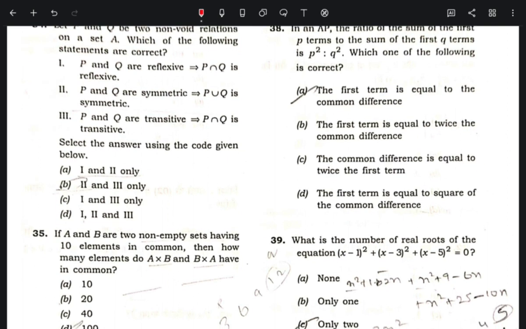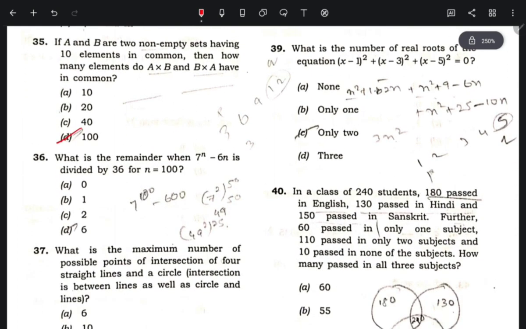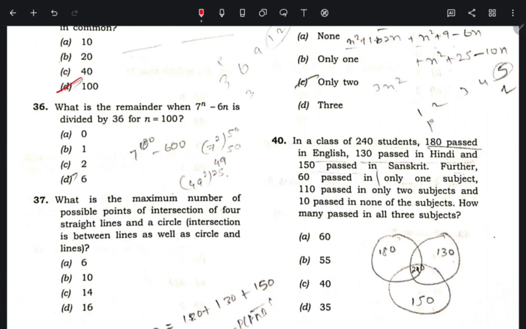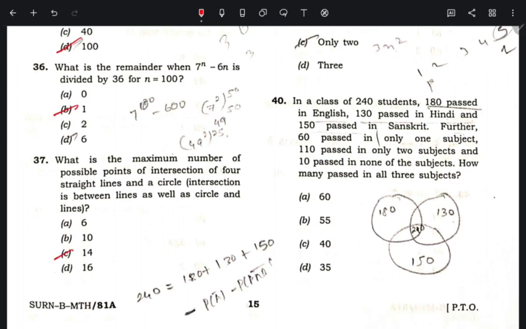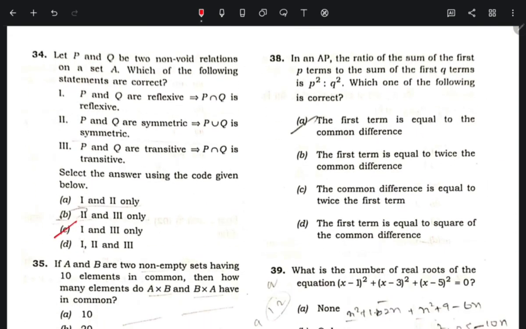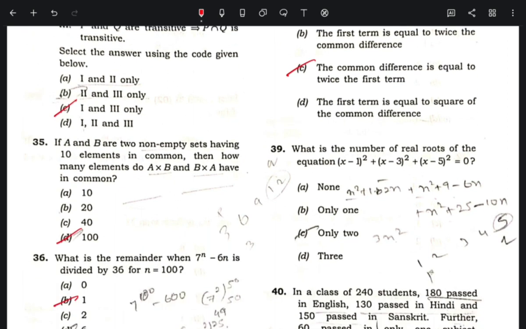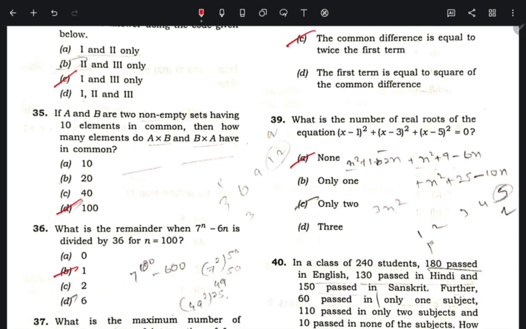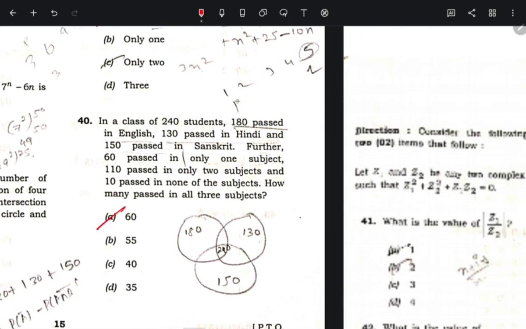So for 34th question, the answer is C. 35 you have D, 100 elements. Okay. So 36 you have B, only 1. For 37 you have C, 14 in the intersection. So 38 you have C, the common difference equal to twice the first term. Again, a sequence and series problem, you apply the rules. 39 you have A, none. 40 you have again A. 60 will be in the intersection.